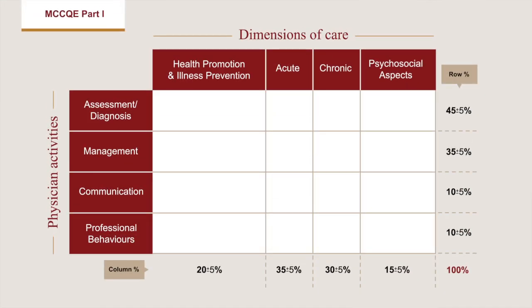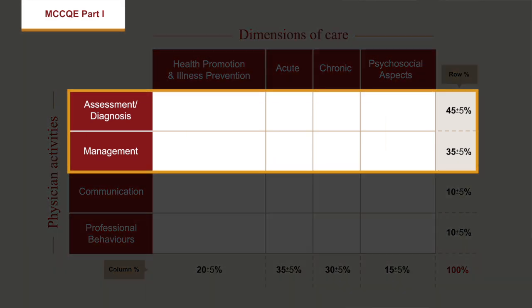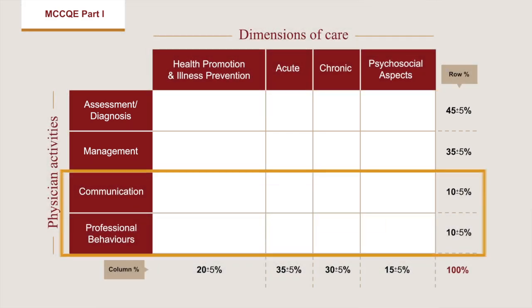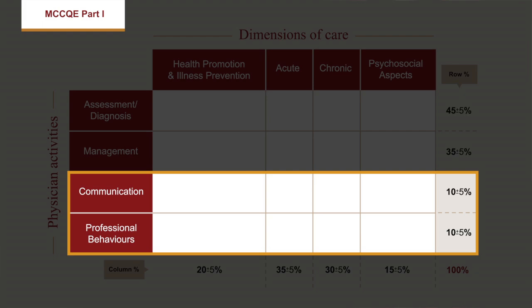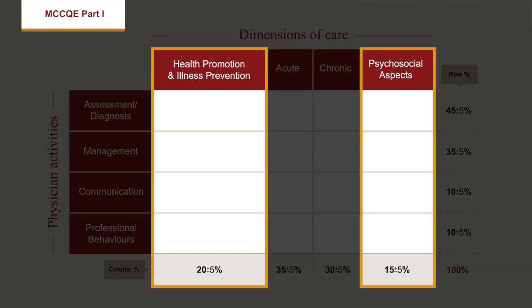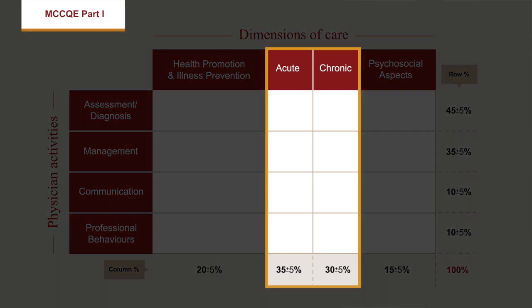For the Part 1 examination, which assesses physicians at the time of entry into residency, the weightings will look like this. Under the physician's activity menu, assessment and diagnosis and management will account for 80% of the exam, whereas communication and professional behavior will comprise about 20%. For the dimensions of care, health promotion and disease prevention, and the psychosocial aspects of care will each comprise approximately 15% of the examination, while acute and chronic care will be valued at 70%.